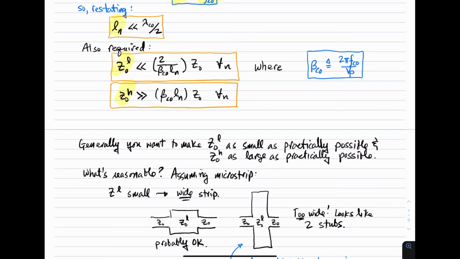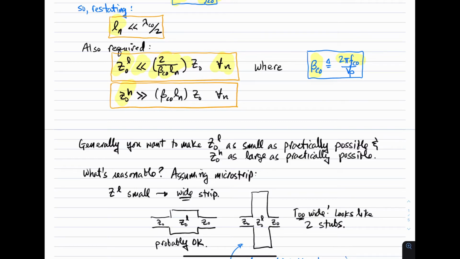Now, from that previous video, the requirement that applies is that Z0L be much, much less than 2 over beta sub CO, L sub n, times the characteristic impedance at the ends of the filter. And this has to be true for each segment. That's why I say here all n, where n indexes the segments. This beta sub CO is simply the phase propagation constant at the cutoff frequency. So that would be omega at the cutoff frequency divided by phase velocity, or 2 pi times the cutoff frequency divided by the phase velocity.